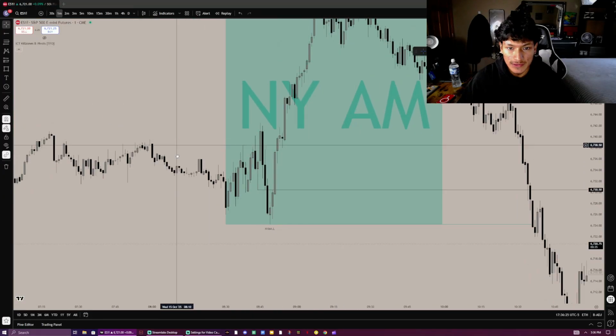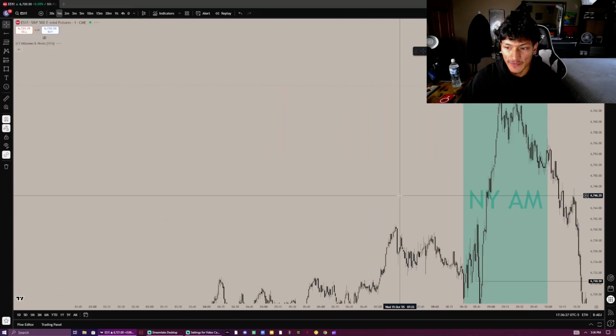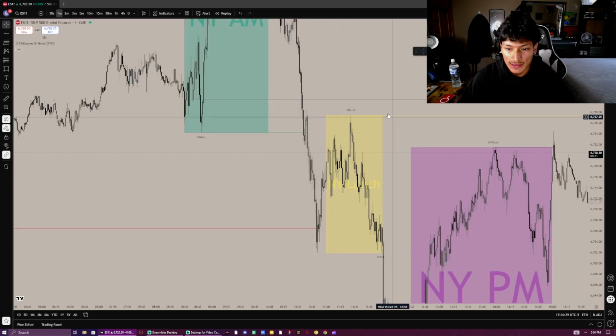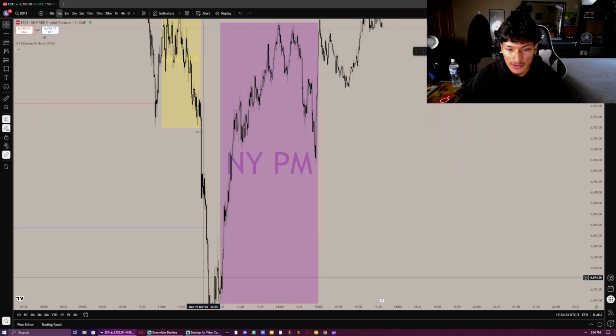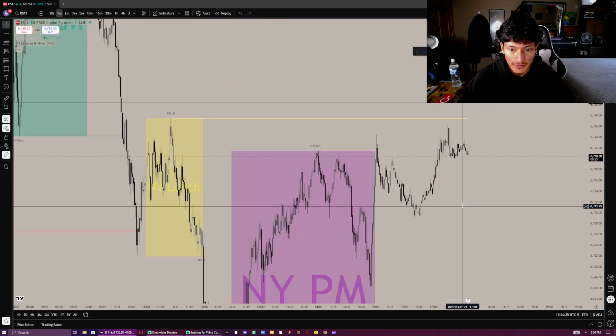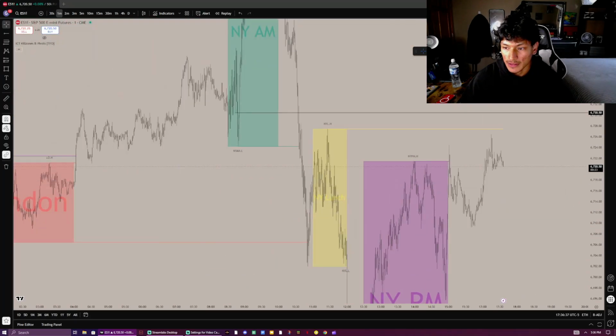But yeah, so as you can see, New York rallied up into that fair value gap, and then completely dumped lower into London lows, Asia session lows, and PM lows, and bounced right off of that. And then boom, start consolidating a bit.